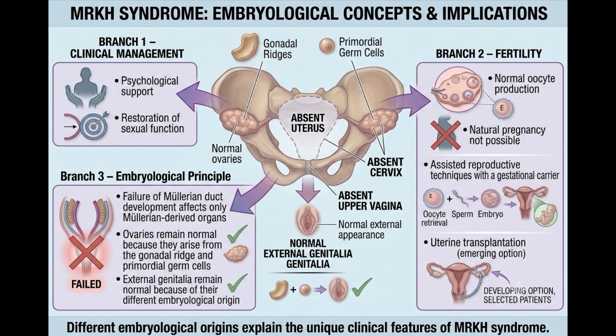MRKH syndrome illustrates an important embryological principle. Failure of early Müllerian duct development affects the organs derived from those ducts alone. Structures that arise from different embryological origins, such as the ovaries and external genitalia, remain unaffected. Understanding this distinction explains the characteristic clinical presentation of the syndrome and provides the foundation for understanding the associated congenital abnormalities that we will discuss next.